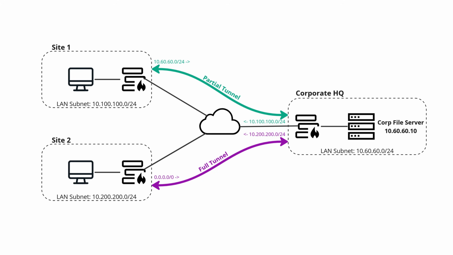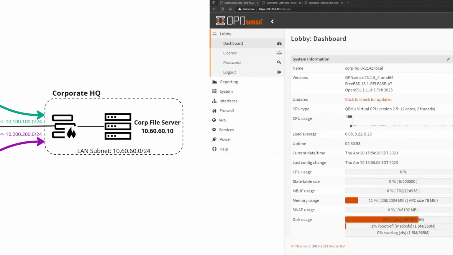So for site 2, we're going to be doing just a little bit of a different configuration. In this case, we will be doing a full tunnel, so all traffic, all routes will be forwarded over the WireGuard VPN to the corporate headquarters. This means both traffic to the 10.60.60.0, as well as all internet-facing traffic. So to accomplish this, we will have a little bit of additional configuration to make sure that that traffic is routed through the corporate firewall and out to the internet appropriately. And so with all of that said, let's just go ahead and get into the setup.